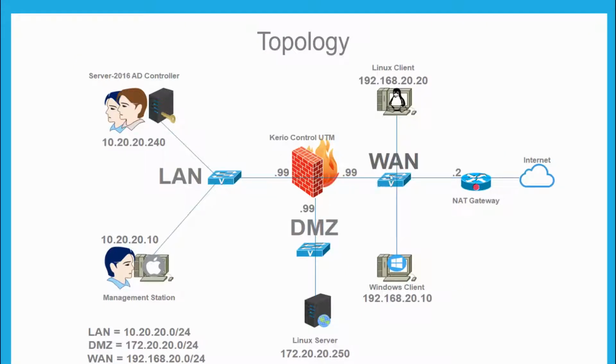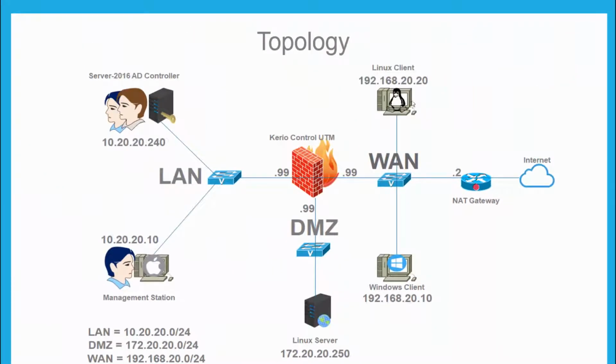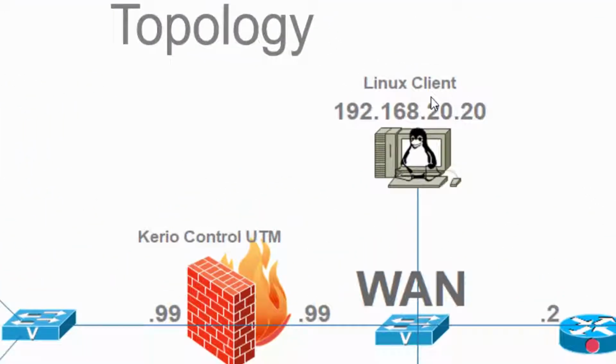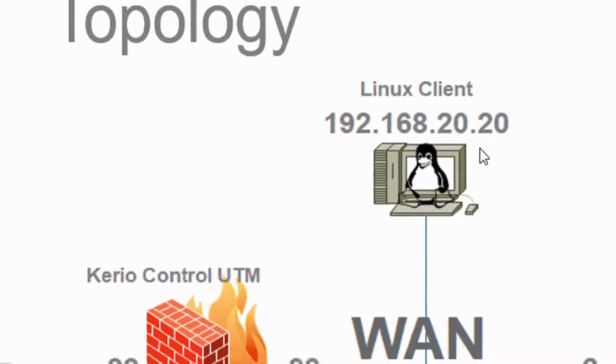And then on my WAN side, which is the wide area network, it belongs to the subnet of 192.168.20.0/24. The WAN will have two hosts, and one of the hosts will be a Windows client machine, which will be assigned a .10 IP address. And then I have a Linux client that will be assigned a .20 IP.